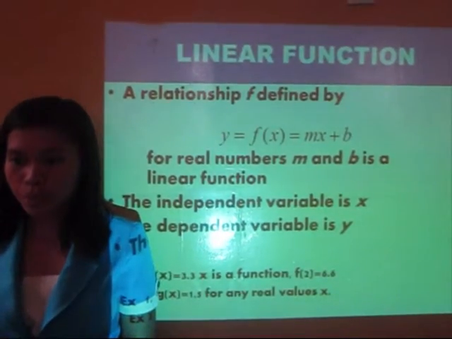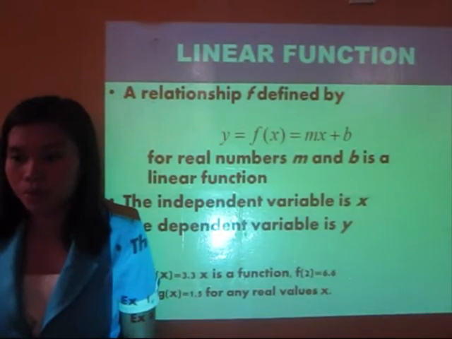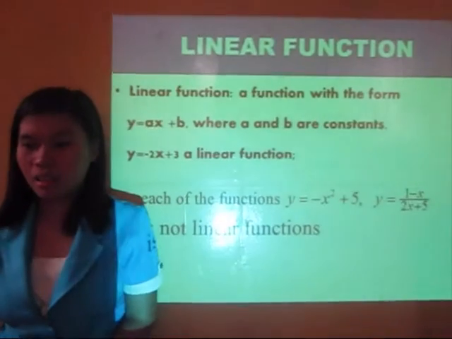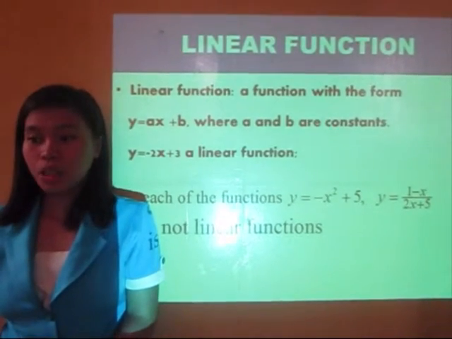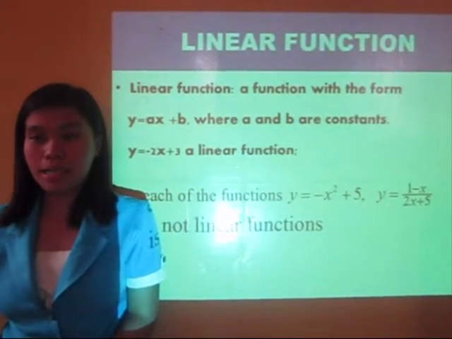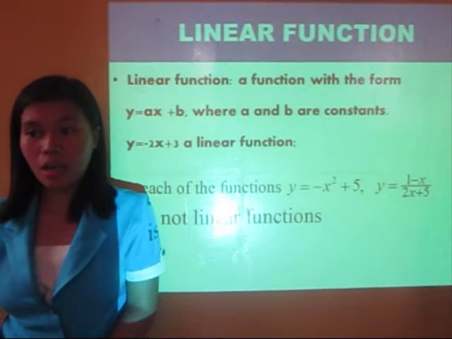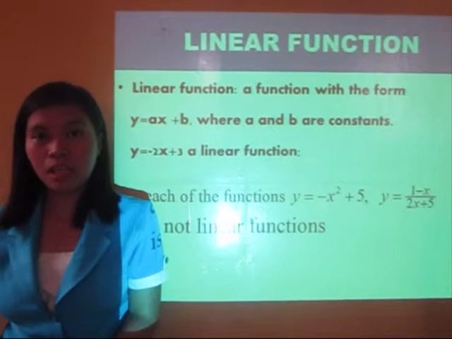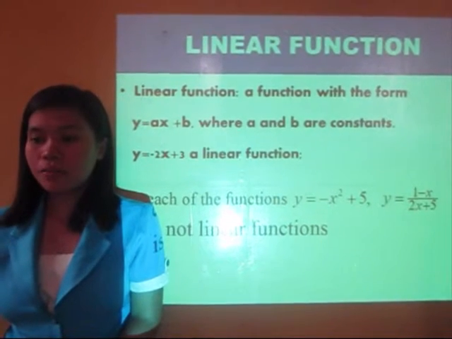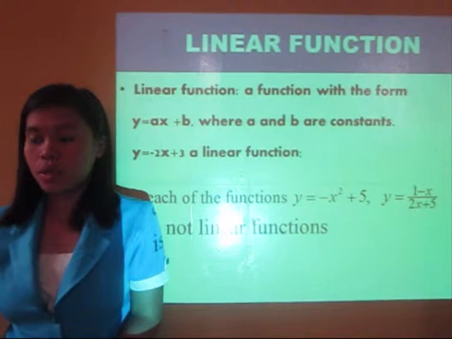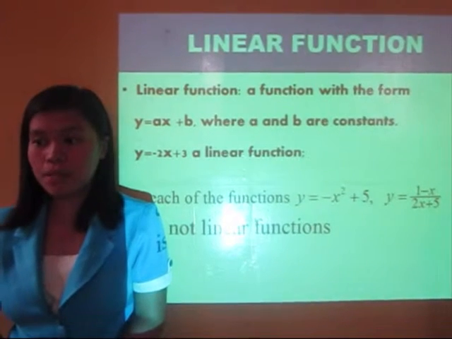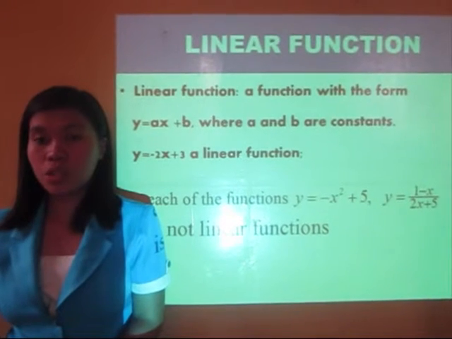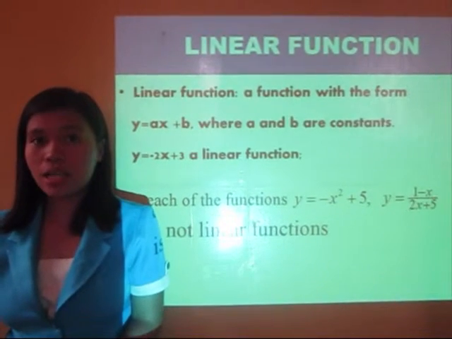Example number 2. g of x is equal to 1.5 for any real value x. Here you go, a linear function. A function with the form y is equal to ax plus b, where a and b are constants. y is equal to negative 2x plus 3 is a linear function. Each of the functions y is equal to negative x squared plus 5, and y is equal to 1 minus x over 2x plus 5 is not a linear function.